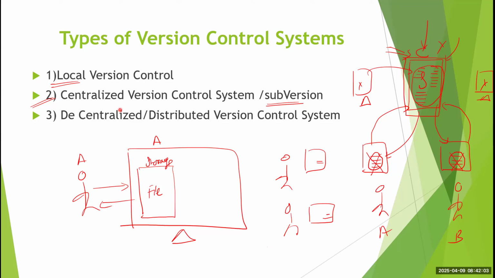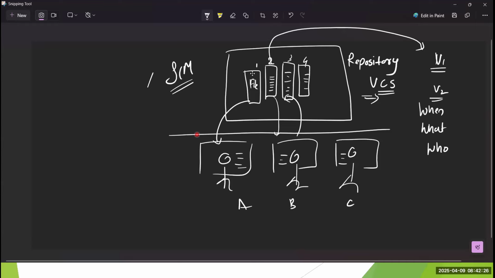So what is the solution for this problem? We have decentralized, also referred to as distributed version control system. And the best part is, not only distributed, you can say distributed remote version control system, so here we are able to communicate on the remote side also. What is distributed? Let me help you with the topic.